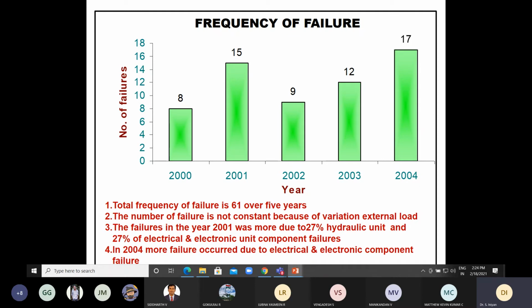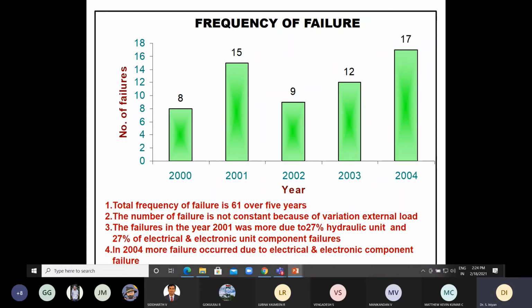And you are going to take data from 2010 to 2020: how many failures occurred, and why these failures occurred. Whether it occurred due to the hydraulic units, or due to electrical or electronic stoppage, or due to some emergency purpose, or from mechanical stoppage. Mechanical stoppage means gear failures will occur, and the motor will not be able to run properly.